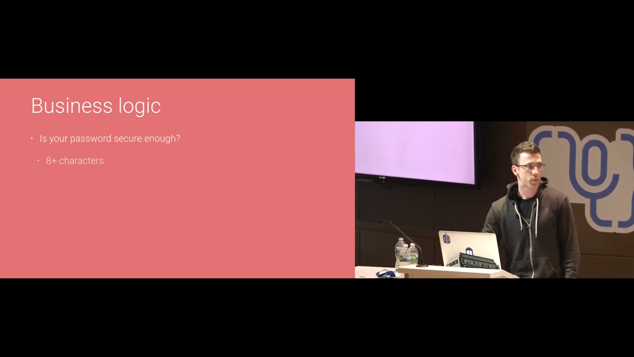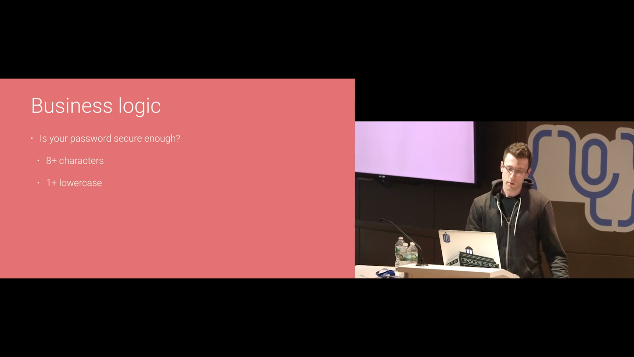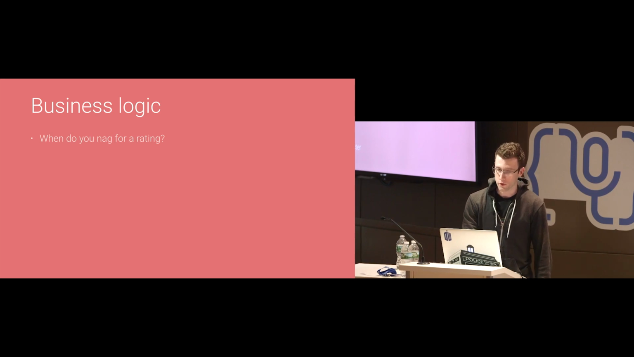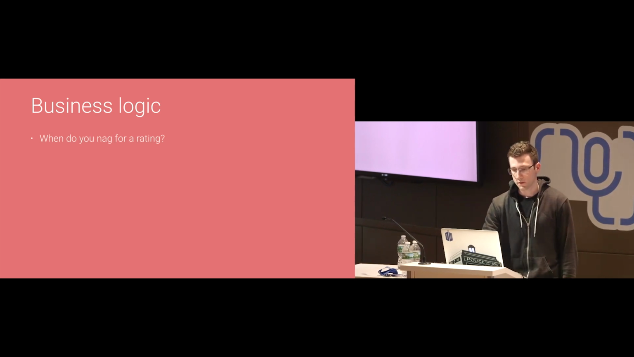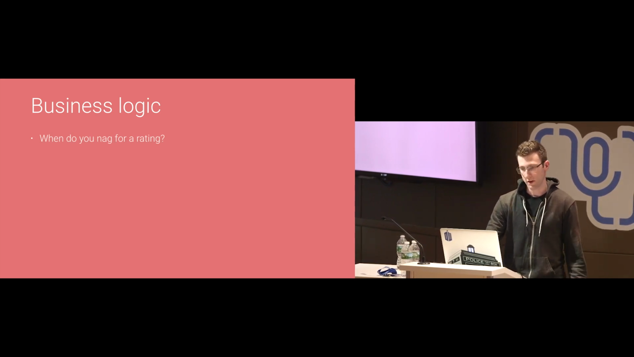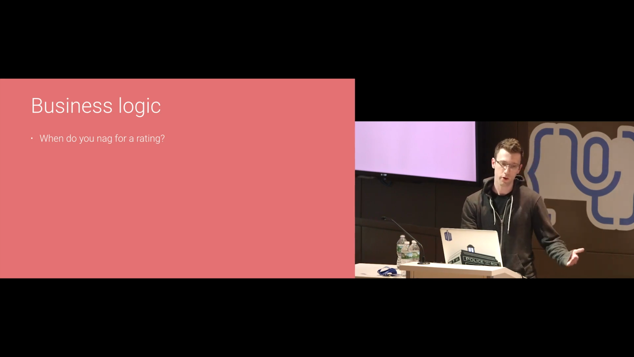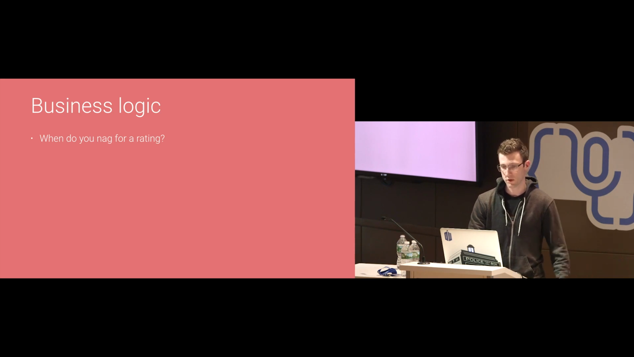Another example, is your password secure enough? 8 minimum characters, at least 1 lowercase, at least 1 uppercase, 1 number, 1 special character. We all know the drill for this. When do you nag for a rating? This is something that you've probably been forced to implement in your app. After some amount of time, you nag your users, please rate our app 5 stars.